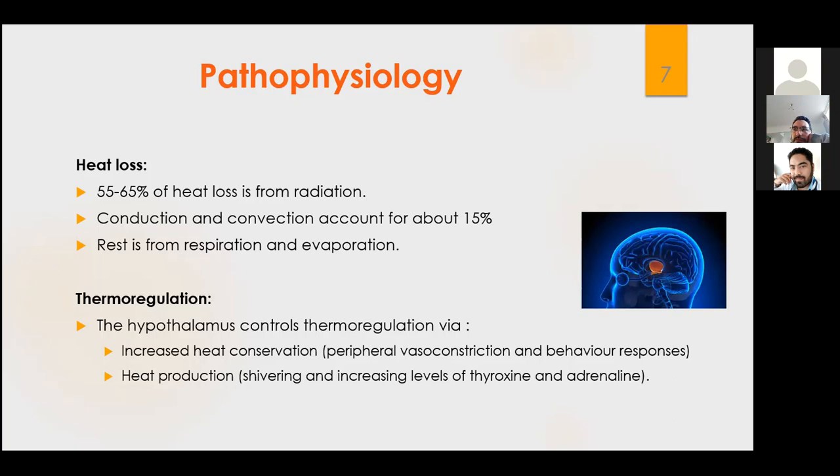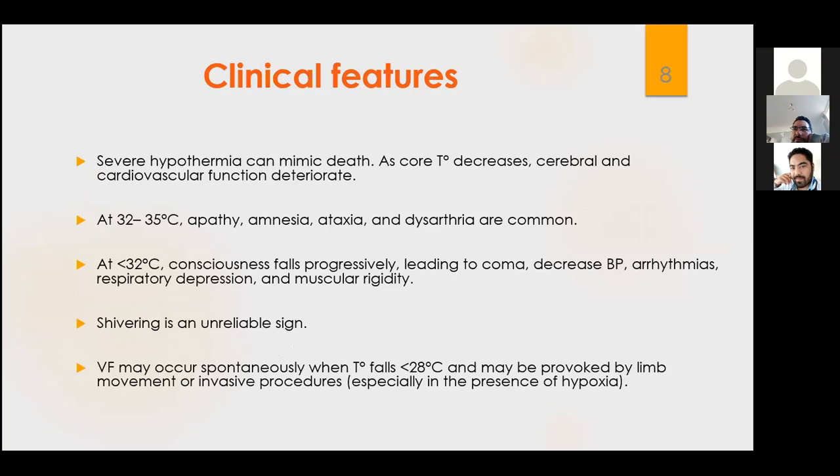Another form of pathophysiology in heat production and loss is thermoregulation. Usually the hypothalamus controls thermoregulation via a two-pathway mechanism: increased heat conservation and increased heat production. So what are the clinical features of hypothermia? Sometimes severe hypothermia can mimic death.